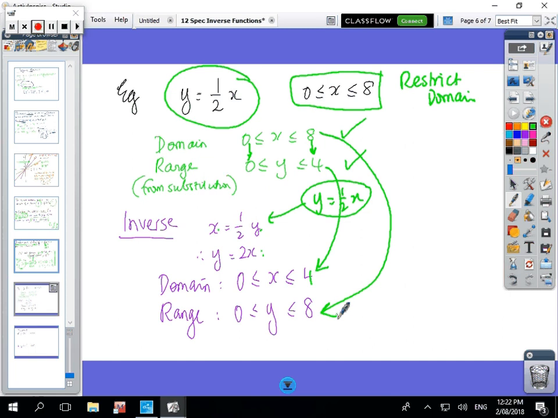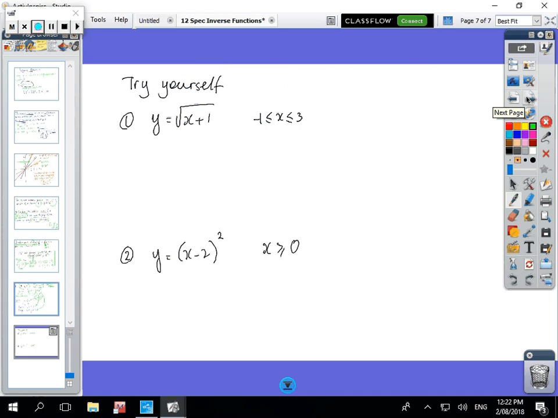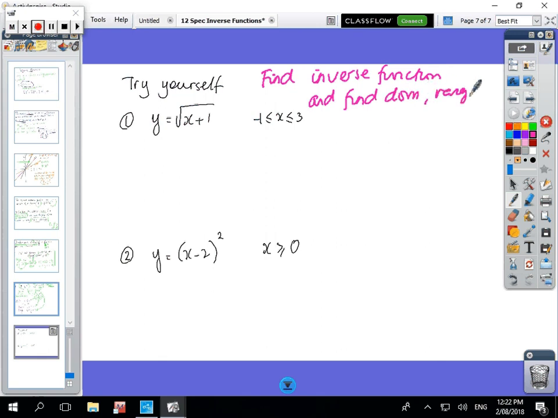We've got one more slide to go. I want you to have a go at these ones yourself. I want you to find the inverse function and find the domain and range of the inverse. So there's a few things you have to do: find the inverse function and then find the domain and range of the inverse. I want you to have a go at those. This should be straightforward, I hope. And when you're ready, come back live.